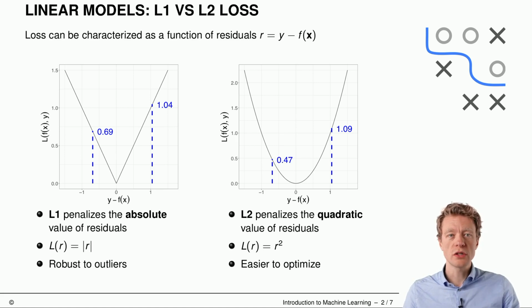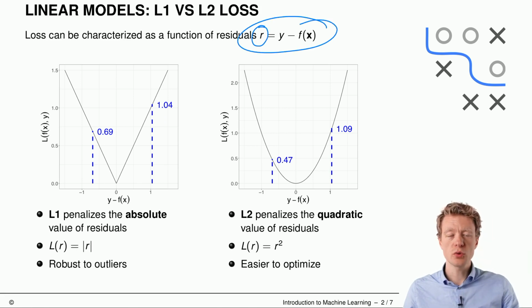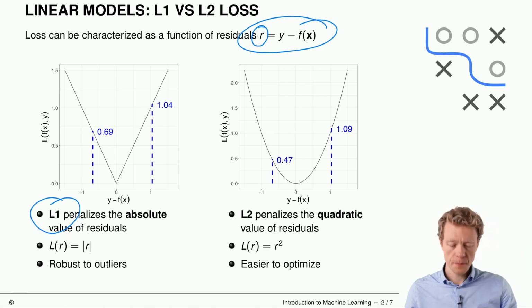And in the introduction, we talked about L2 loss. So L2 loss is just the squared residual. So now we have a new term here, which is the residual, that is the difference between the target and the predicted target, y minus f of x. And we can take these residuals and define different loss functions based on these residuals. On the left-hand side, we define the L1 loss. The L1 loss is just the absolute value of the residuals.